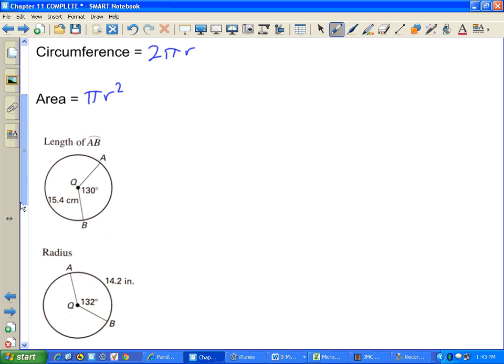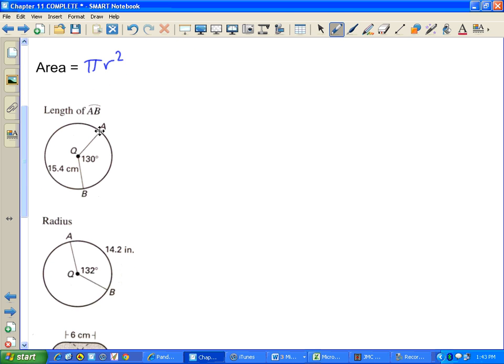So I've got some examples here. I want to find the length of AB. So I want to find out, if I could measure this with a ruler, how long is it going to be? Well, I know that I have 130 degrees of the entire circle, which is 360 degrees. So that means I must have that same fractional amount of the whole length of the circle, which is circumference. Circumference is 2 pi r. In this case, my r is 15.4. So I'd have 30.8 pi.